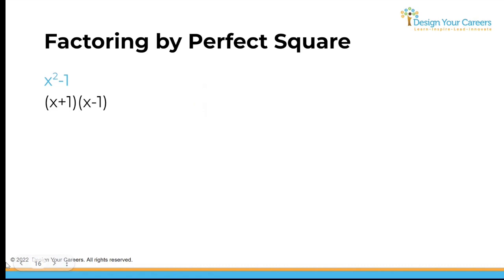For the first parentheses, let's find the square root of both terms. We have x squared, so the square root of that would be x, right? So x, and then the square root of 1 is just 1. So x plus 1. The second one, we would have x minus 1. Okay, simple as that. It's really easy.